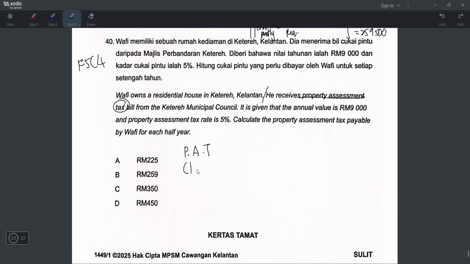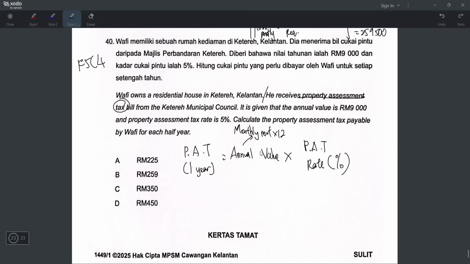Property assessment tax for 1 year. For 1 year, the formula is you take the annual value times the property assessment tax rate, and the rate is always in percent, always. And one more thing you need to know is where the annual value comes from. It comes from monthly rent times 12. Because sometimes they will not give you the annual value, but they give you the monthly rent. Then you times 12, then you get the annual value.